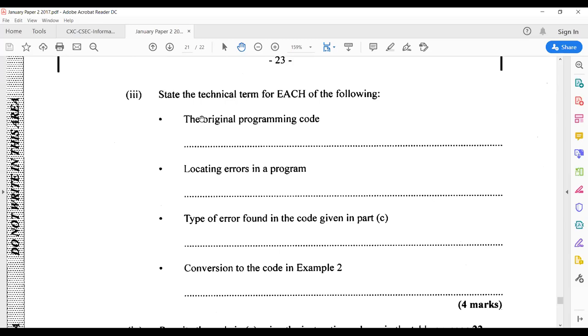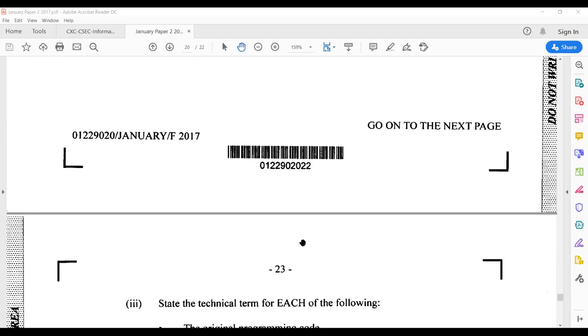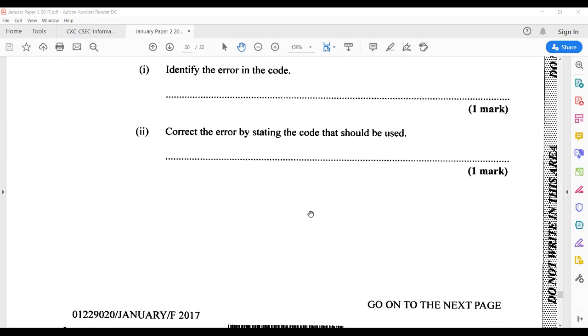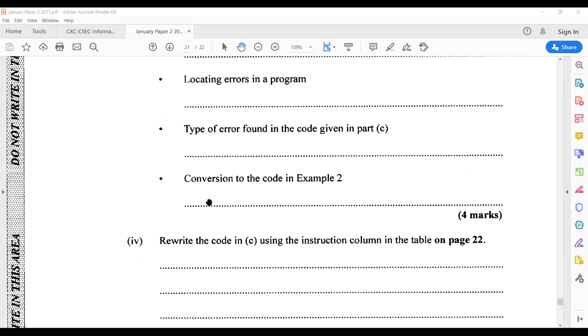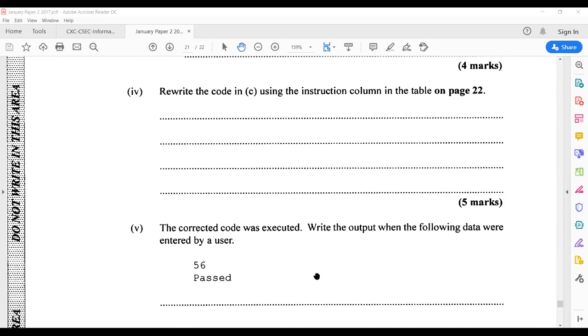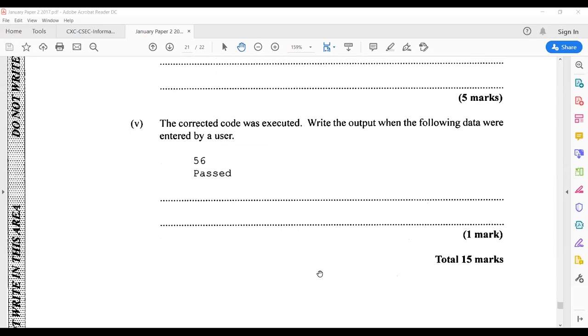What do you call the original programming code? What do you call locating errors in the program? What do you call the type of error found in part C? What do you call the conversion of the code to the code in example 2? Part 4 is asking you to rewrite the code in C using the instruction column. And part 5 is to write the output when the following data is entered in the code.